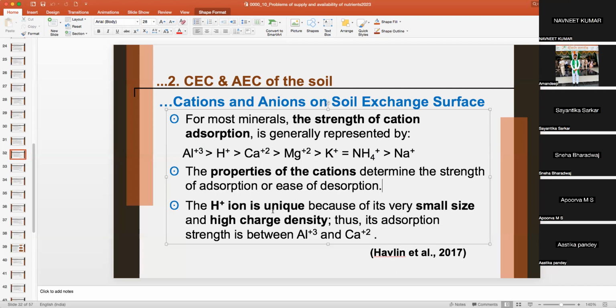The hydrogen ion is unique. You can say it is at number 2 because of its very small size and high charge density. High charge density: you need to remember these three words in the case of hydrogen, because of which it is strongly attached to the exchangeable sites. Thus, its adsorption strength is between aluminum and calcium.